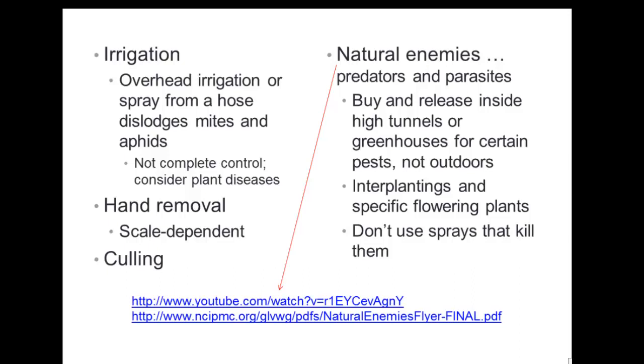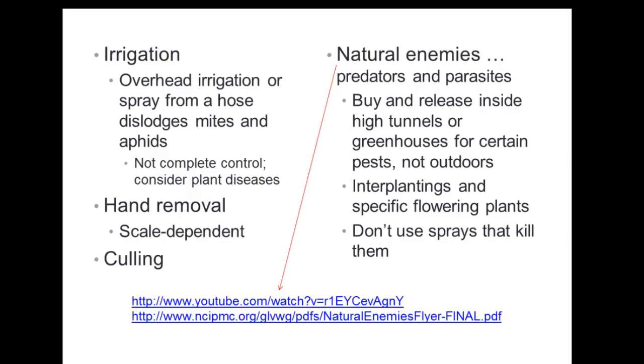Hand removal works if it's the right scale for your operation, and culling is always a choice for everybody. And we'll talk about some specific ways you might choose to use these for different insects as we go along.